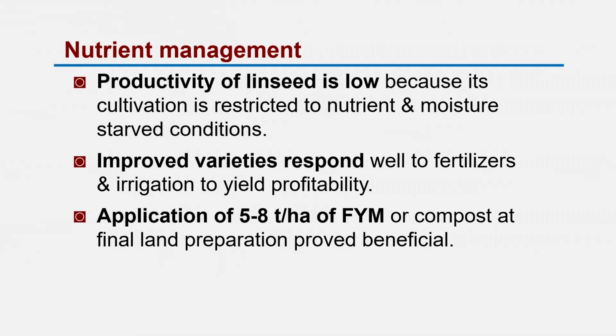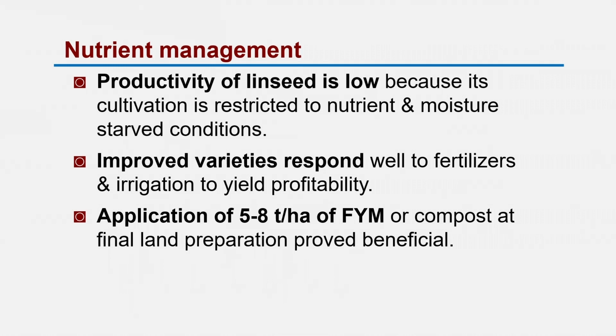Now, let us start the nutrient management, which is the main subject of this lecture. So, nutrient management is basically supplying the nutrients in right amount, at right place, by right method and by right source to the crop. So, best management practices are followed in the case of nutrient management. Productivity of linseed is basically low because its cultivation is restricted to nutrient and moisture starved conditions, means it is grown on marginal soils, not very fertile soils. Improved varieties respond well to fertilizer and irrigation to yield profitably.